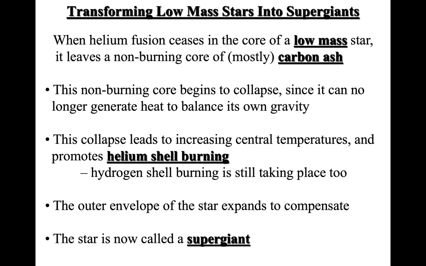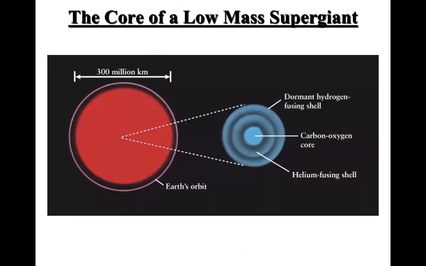Now what happens is, as in the previous stage, the outer envelope of the star will expand to compensate for this. Once the heating goes in the outward direction, the whole star will start to expand, so it will increase the surface area. This phase we call a supergiant. The star is now called a supergiant, so it will enter from the giant phase to the supergiant phase.